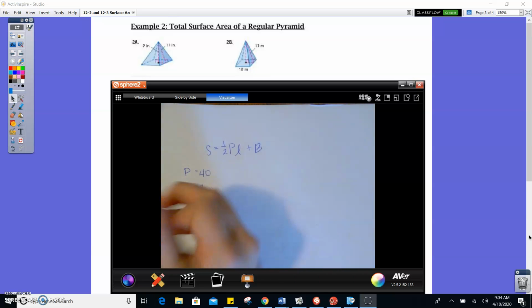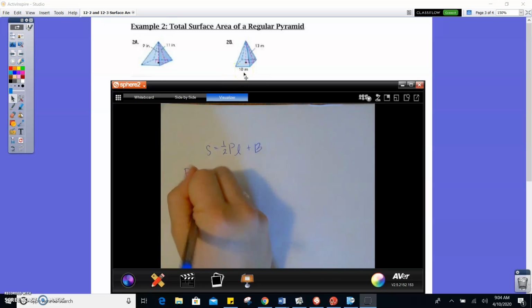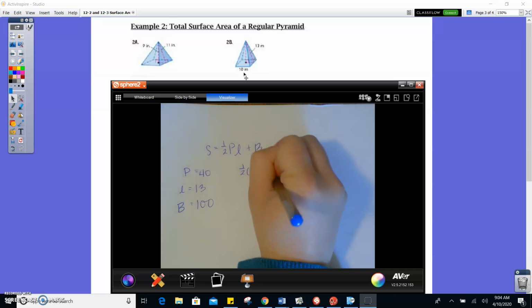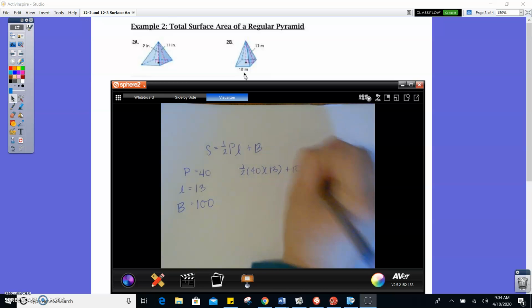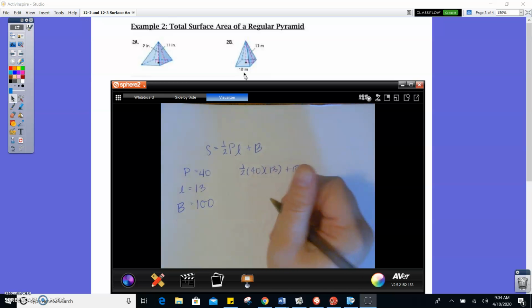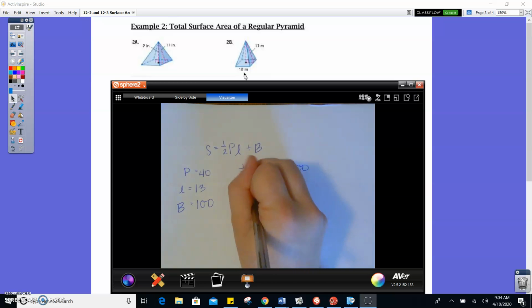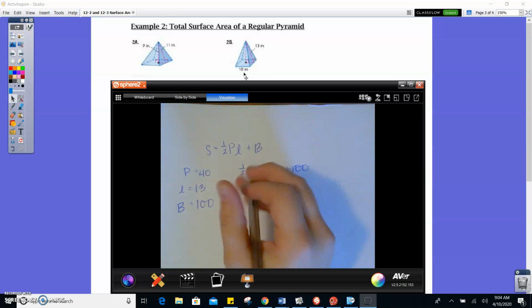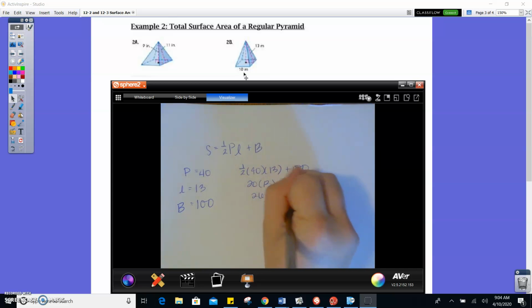Now the only thing I would need to find is area of the base. But again, since we already know the side length of 10, 10 times 10 is 100, so my area of the base would be 100. So then plugging that into my formula, I get 1/2 of 40 multiplied by 13 plus 100 would give me my total surface area. Half of 40 is 20 multiplied by 13 plus 100. So we are going to get 260 plus 100 to give us our total surface area of 360 meters squared.